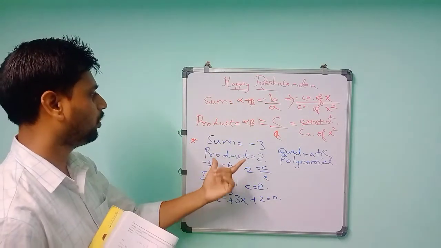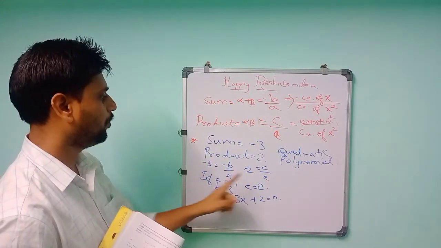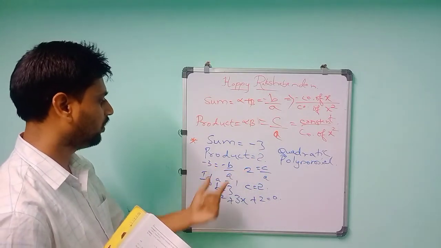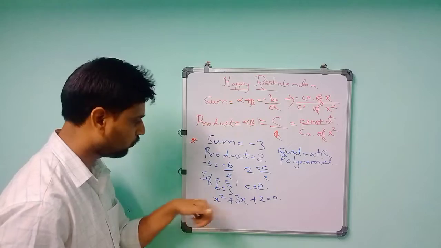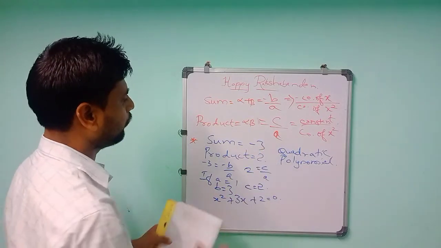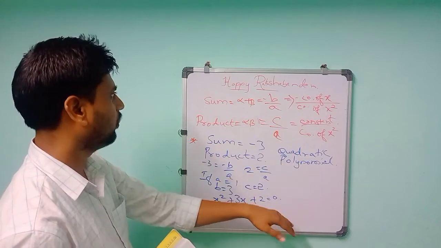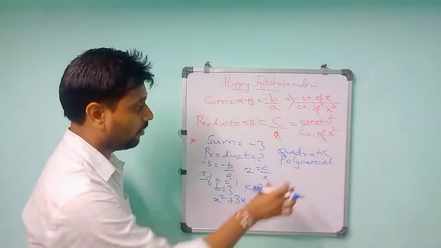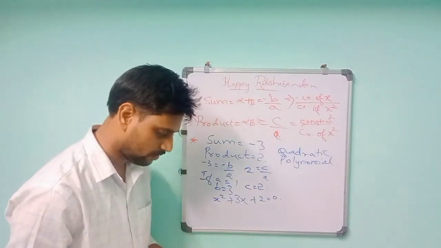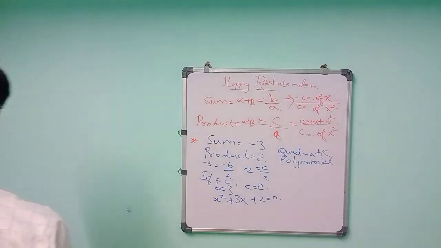So they gave the sum and the product. The sum means minus b by a, and the product is c by a. If you calculate this, you will get x square plus 3x plus 2. So they will give the sum and product and ask you to find the quadratic polynomial. The first time I told you, they give the quadratic polynomial and you have to find the sum and the product. So both are the same, just the reverse of that.